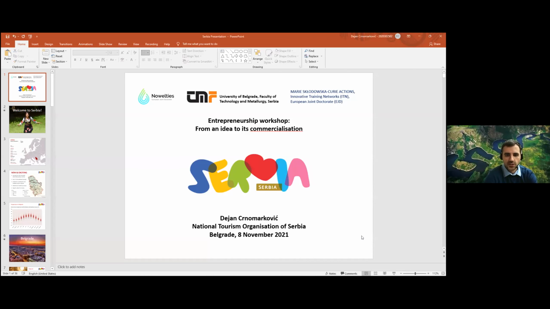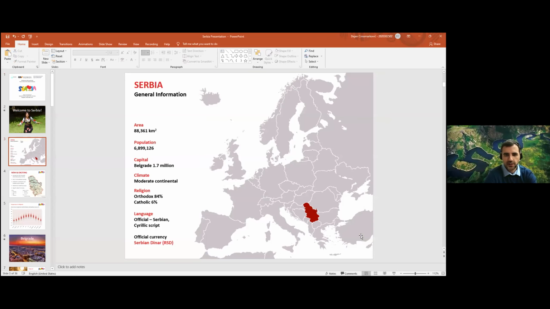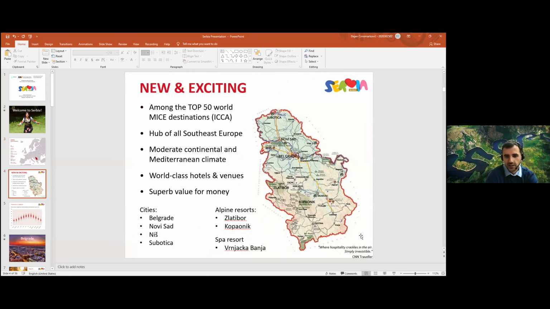So basically, Serbia is located in Southeast Europe, Western Balkans, you name it, nearly 7 million people. The capital is Belgrade, nearly between 1.5 and 2 million people. You can see the basic data about the climate. We are mostly Orthodox Christians, also Catholics and Muslims and Hebrews. What's interesting is our script is Cyrillic, but Latin script is being used as well. Our currency is the Serbian dinar.